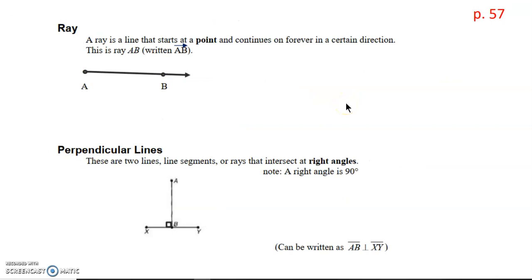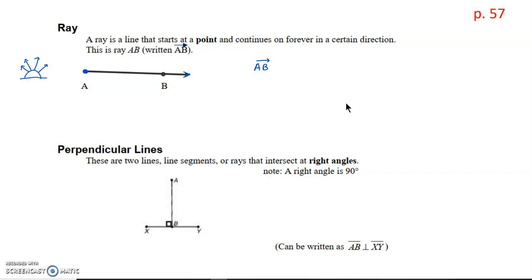A ray starts at one definite point and goes on forever in a direction. So this ray here is AB, and this time we only have one way to write it because we're starting at A and then from B onwards it's going on forever. We have to define this ray as ray AB. If you think of the rays of the sun going outwards, it can help you to remember what a ray is.